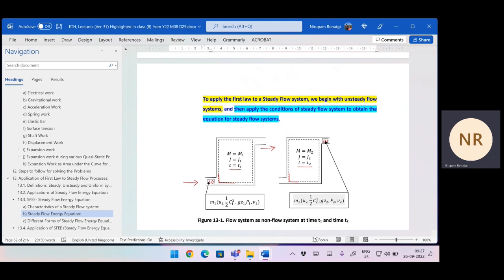One is the main, which is contained in the vessel. A small portion which is going in, that is the second one. And a small portion which is going out, that is the third part.